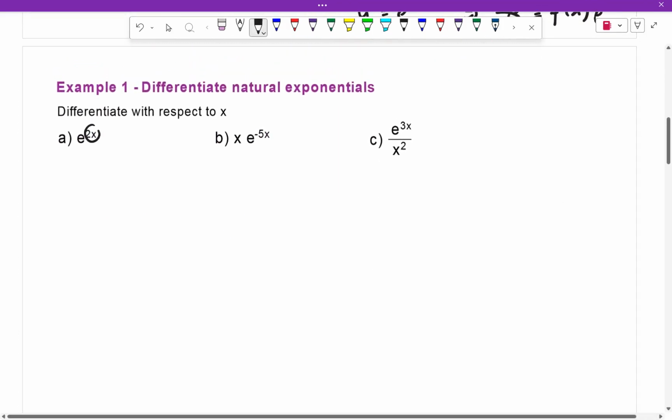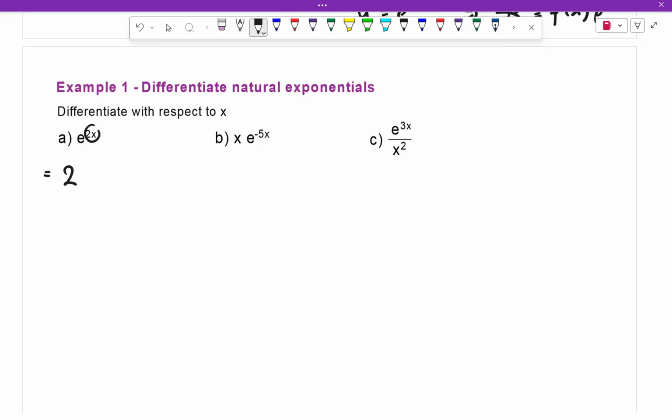Let's do some examples. Differentiate with respect to x. So 我们就讲 what is the derivative of that? So that is just 我们的 2. Okay, 我们differentiate 这一个部分的话 it's just equals to 2. Okay, and what's the remaining part is just 2x, e2x. Done. That's A.